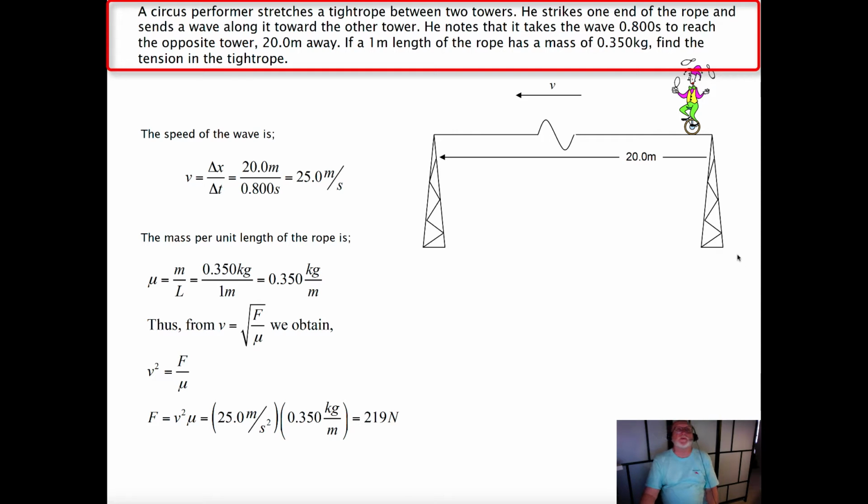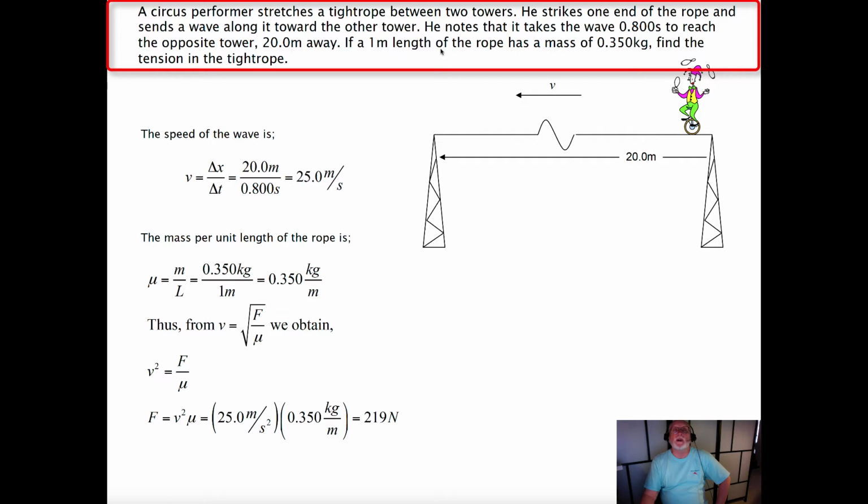Here we have a circus performer, and he's on a tightrope that's stretched out between two towers. He strikes one end of the rope and sends a wave along it toward the other tower. He notes that it takes the wave 0.8 of a second to reach the opposite tower 20 meters away.